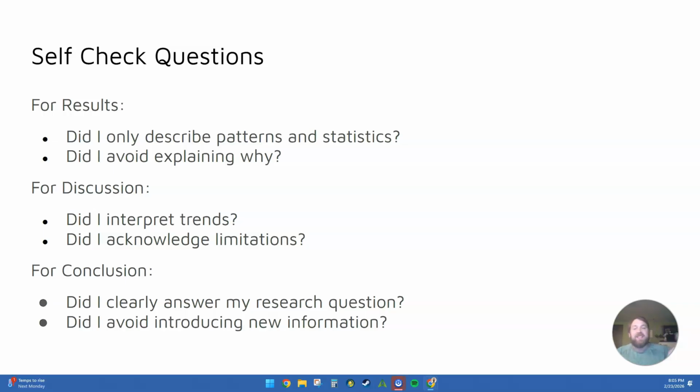A discussion section: did you interpret the trends in the data? And did you acknowledge limitations in the results? For the conclusion, did I clearly answer my research question? Even if there is a possibility that your research question is not yet answered, this should be a statement that you make. You should say, I have yet to conclude. Well, you shouldn't say I. There is no significant conclusion that can be made from this project as of now. That answers the research question that there is work to be done still.